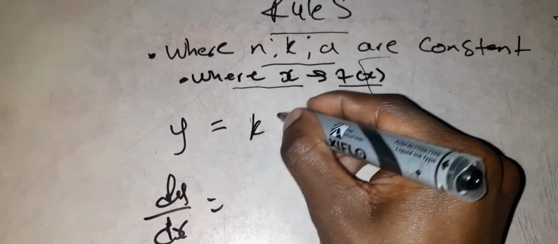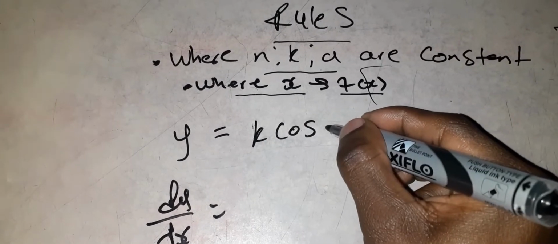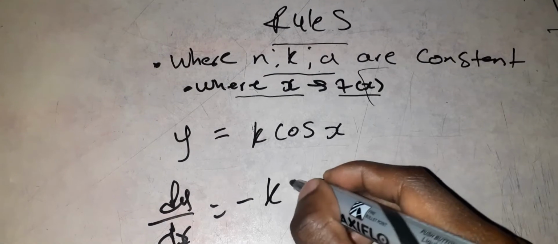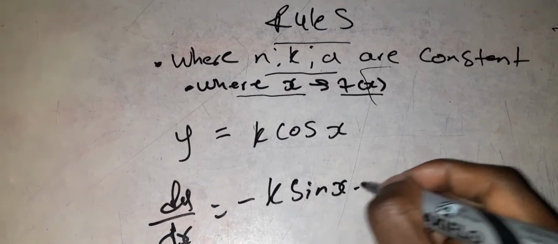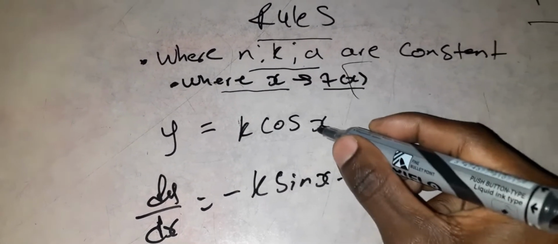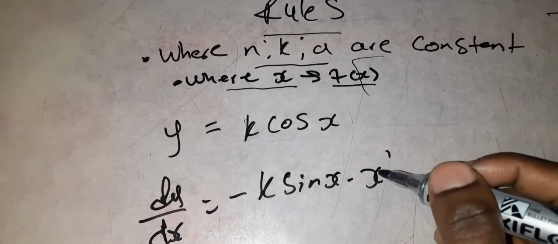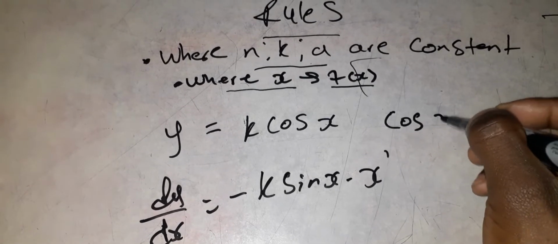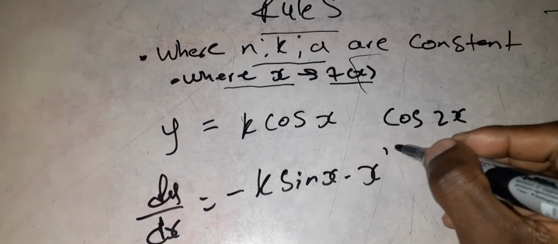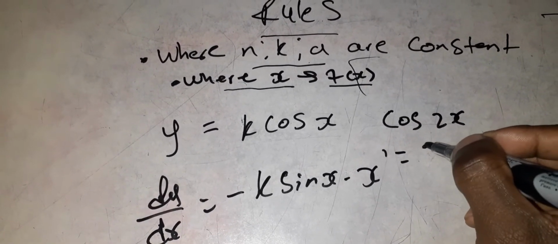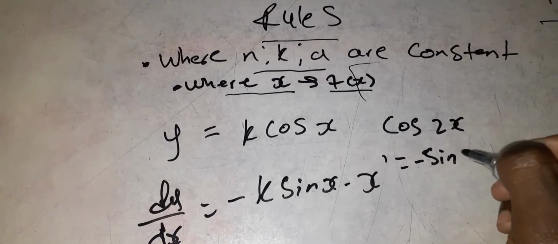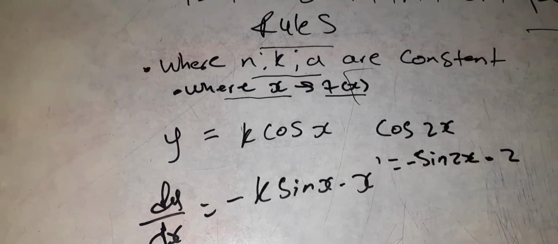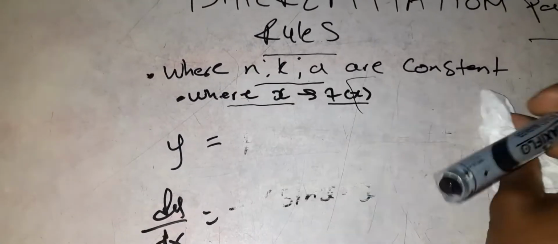The derivative of cos is negative sine, so it will be negative k sine x, then multiply by the derivative of x. Remember I said we must always multiply by the derivative. So if we're given something like cos 2x, then our derivative will be equal to negative sine 2x, then multiply by 2. Okay, I hope that makes sense.